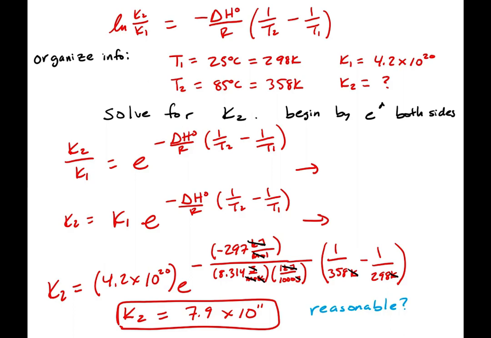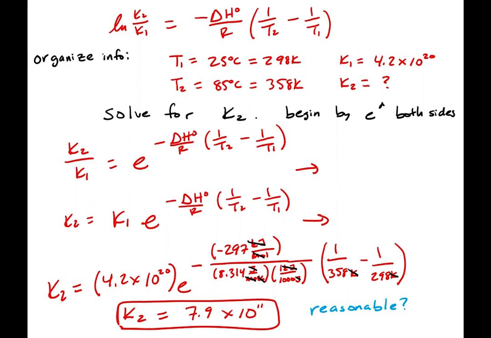We have an exothermic reaction. Increasing T should cause the value of K to decrease, and that's exactly what we observed. If you had done this calculation and you found that the value of K was greater than 4.2 times 10 to the 20th, that would be an answer that wouldn't make sense. That would indicate that somewhere along the way you made a mistake, probably involving a sign convention, and so you should go back and check your work.